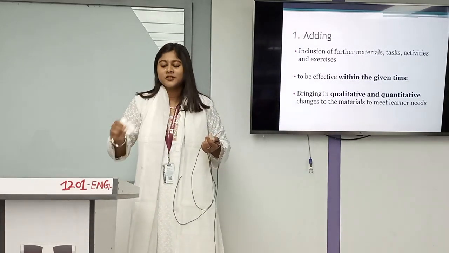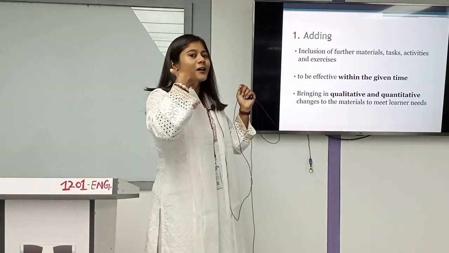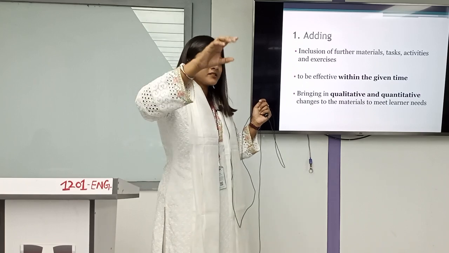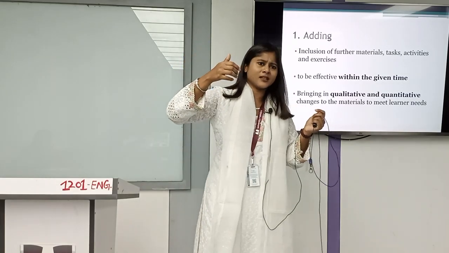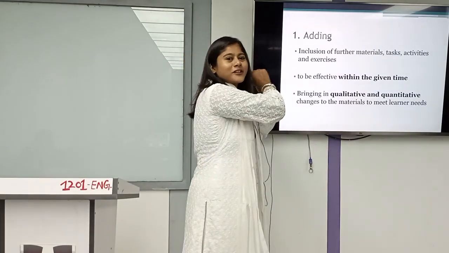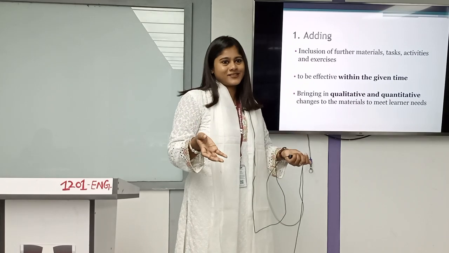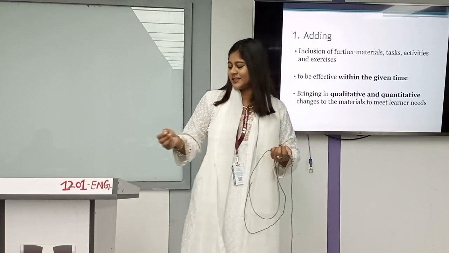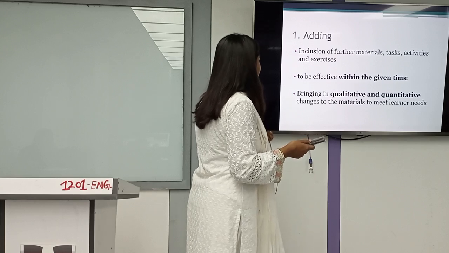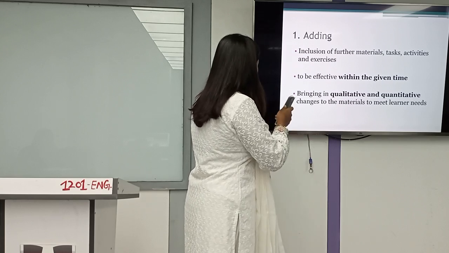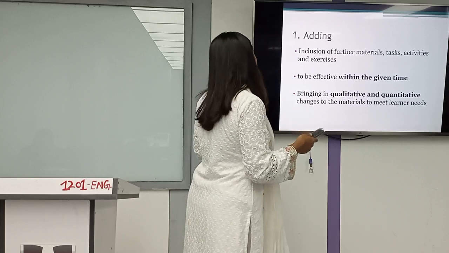So you are coming with this material, but however you want to adapt it to the classroom situation, with learners of different learning styles. So if a learner is visually impaired, he is not able to see anything, here you can include the recorded section. So adding something according to the interest and need, to be effective within the given time. Bringing in qualitative and quantitative changes to the materials to meet learners' needs.